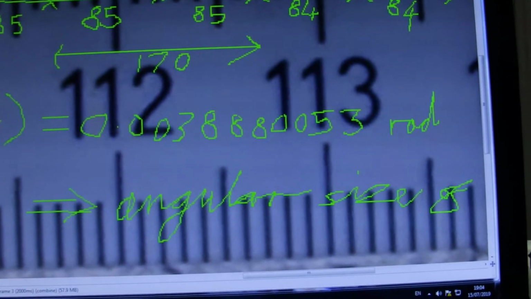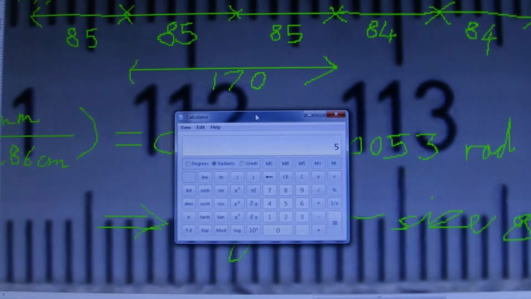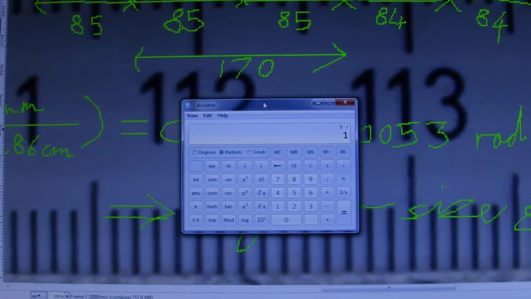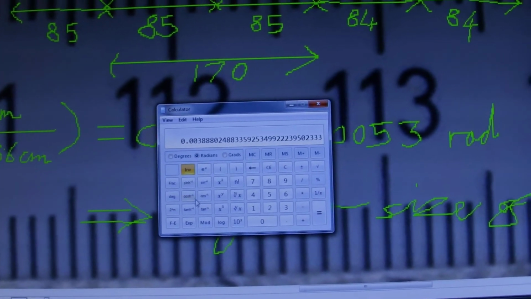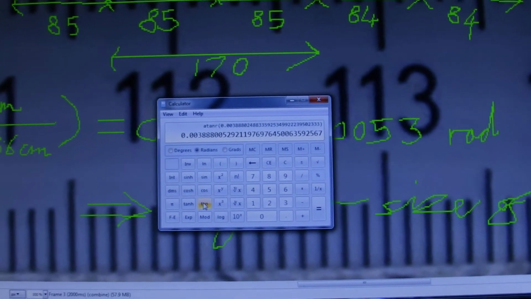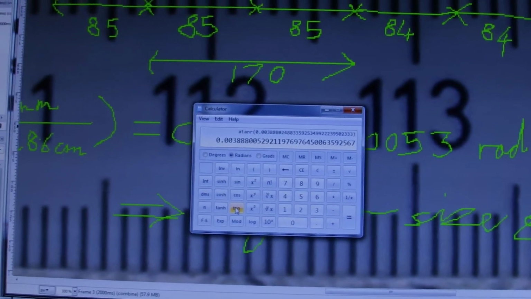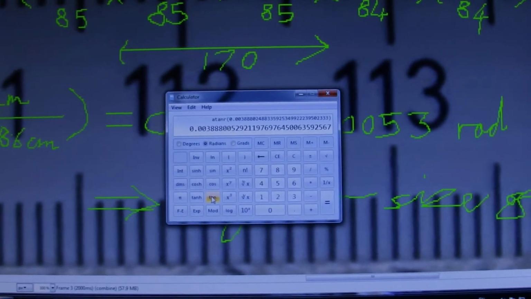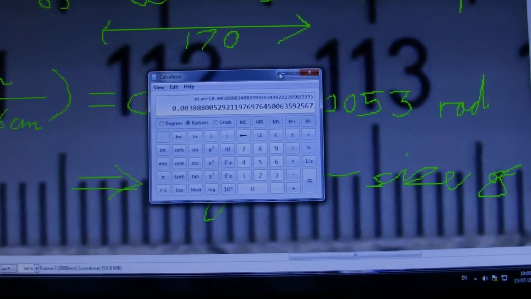Right. I've got this number, which is of course 5 millimeters divided by 1286 millimeters. It is the tangent of what angle? It is the tangent of 0.0388800529211977 blah blah blah. Okay. Radians, also known as 0.0039 radians. Of course, 2 sig figs is good enough, right?